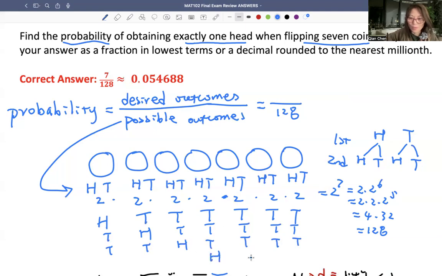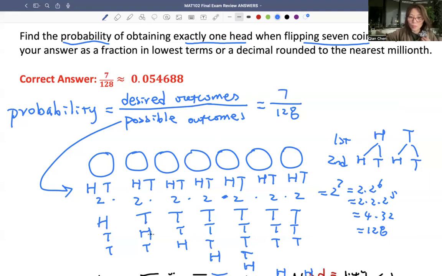So the first one could be a head, the fourth one could be a head, and then this one could be head, then the last one could be head. So how many of them? We could have H, T, T, T, T, T, T. This is the one desired outcome, this is the second desired outcome. So we add them together, this is 7.